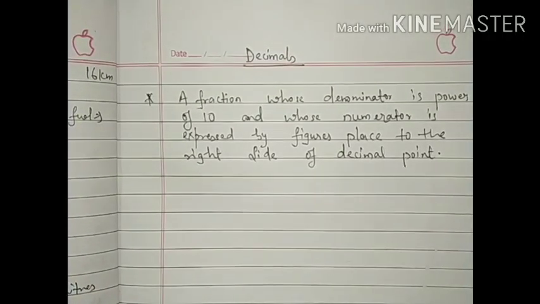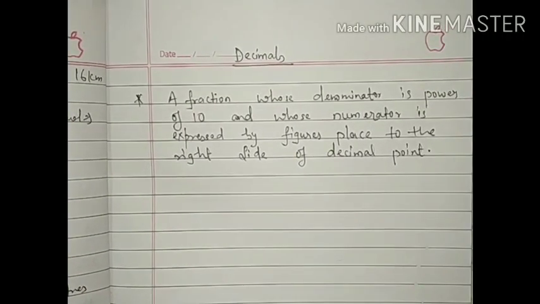What does this state? A fraction whose denominator is power of 10. Any fraction in which the denominator will be in the form of power of 10. What does this mean? 10 to the power 1, that is 10. 10 to the power 2 will be equal to 100. 10 to the power 3 will be equal to 1000.